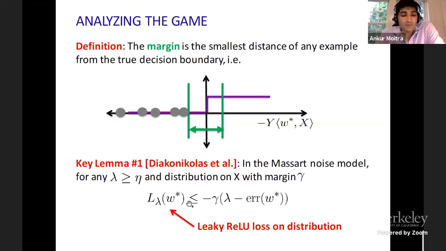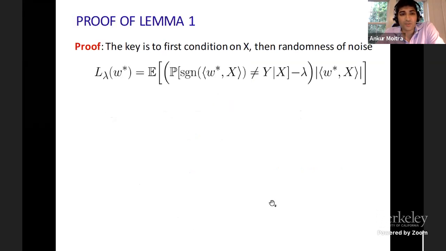Then what I claim is that if you plug in the true W star into your leaky ReLU loss, it will have low loss. In fact, it'll have negative loss according to the leaky ReLU loss, where your upper bound depends on the margin, it depends on this parameter lambda in your leaky ReLU loss, and it depends on the error of the true W star. So this is the first key lemma.